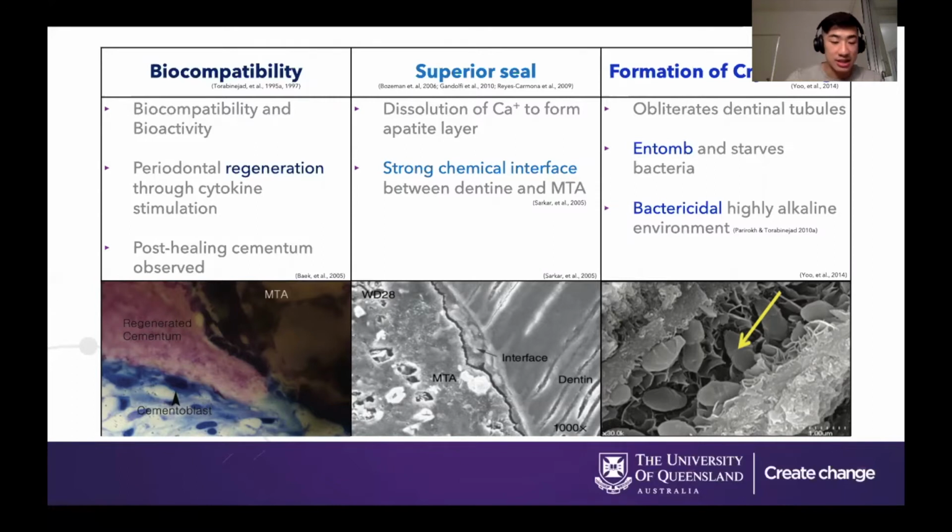This happens because as MTA sets, it releases calcium ions that form an apatite layer with the free phosphate ions from dentine. This forms a superior seal incomparable to any current-day material. Thirdly, as MTA sets, microscopic crystalline tags penetrate into dentine, and these crystals are extremely alkaline and they obliterate and entomb any surviving bacteria in the dentinal tubules.